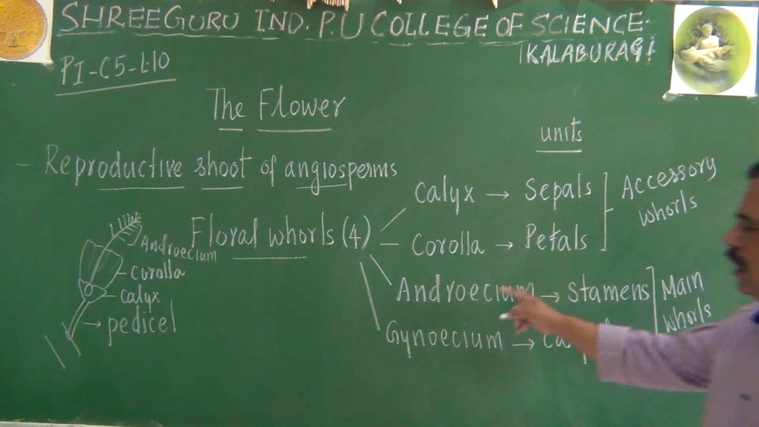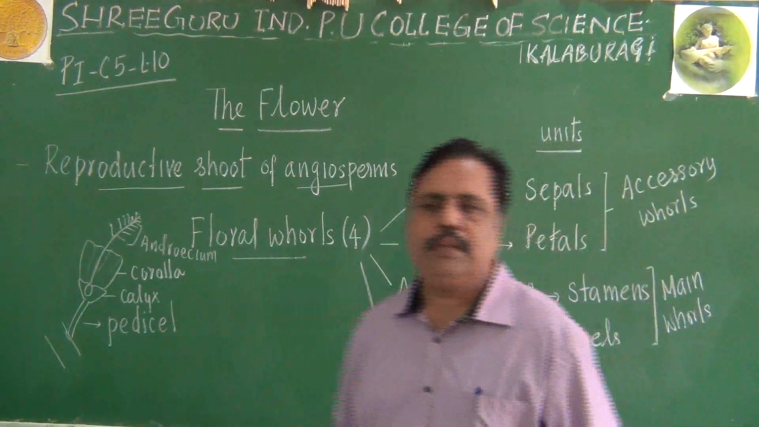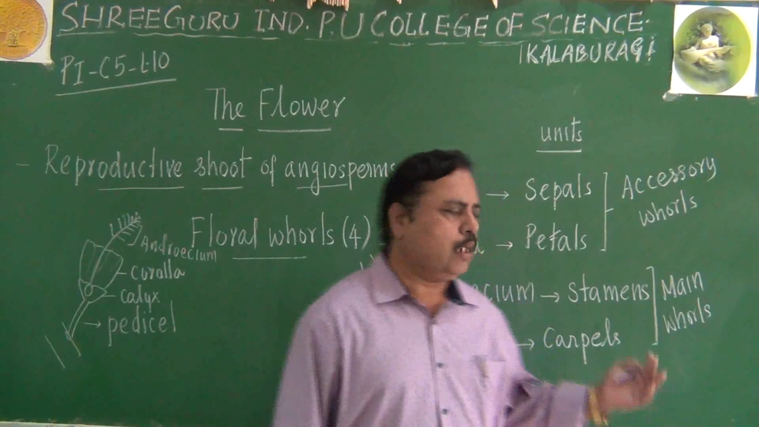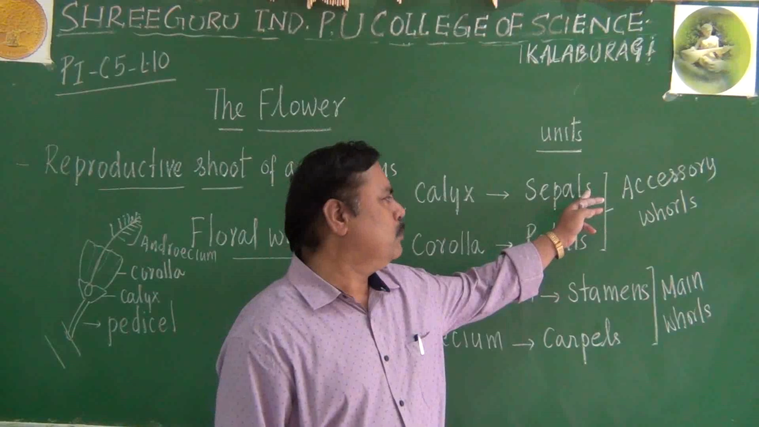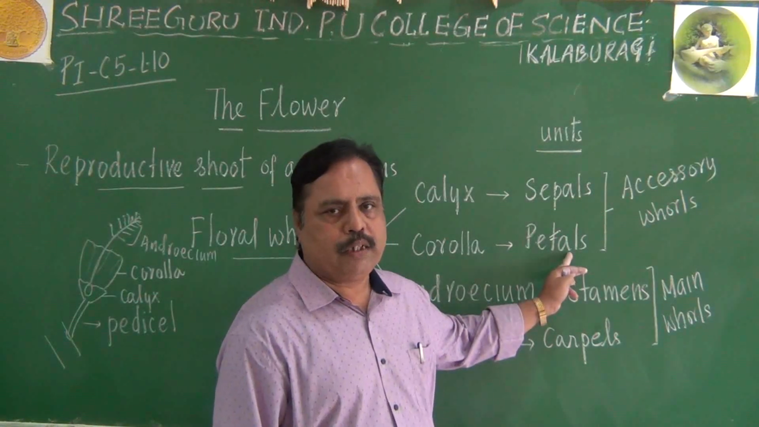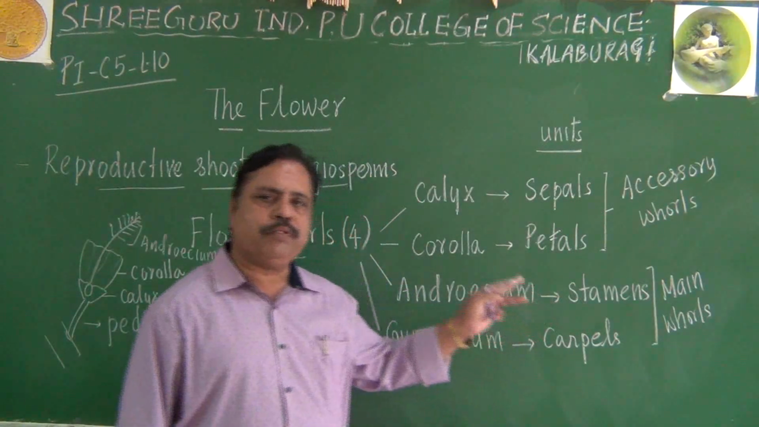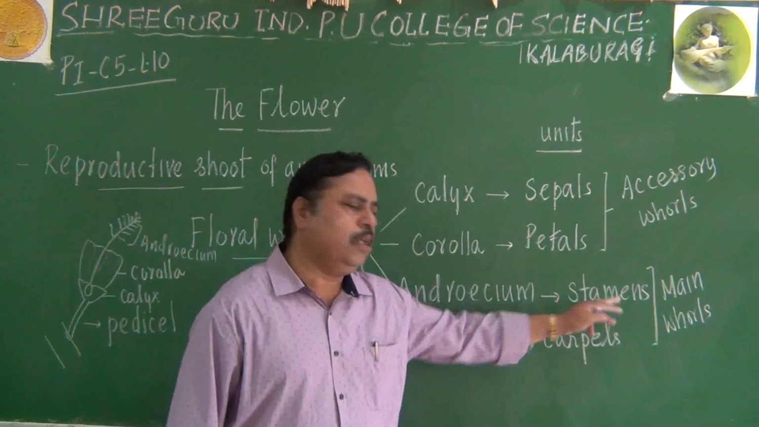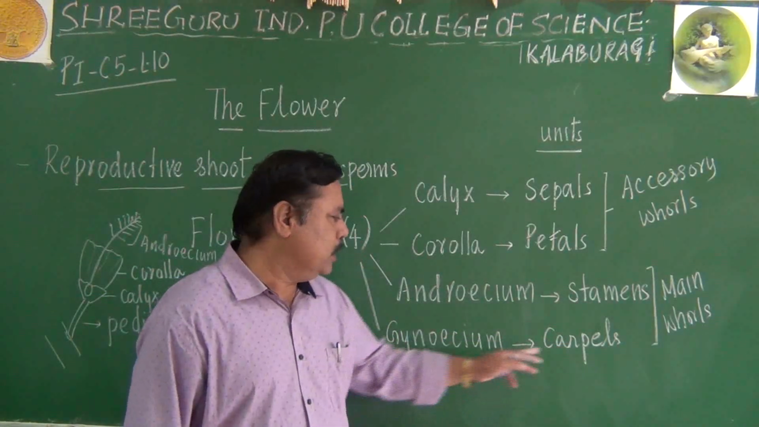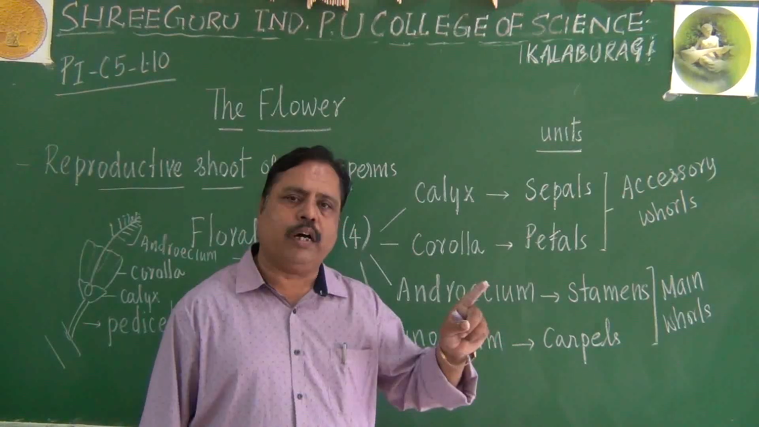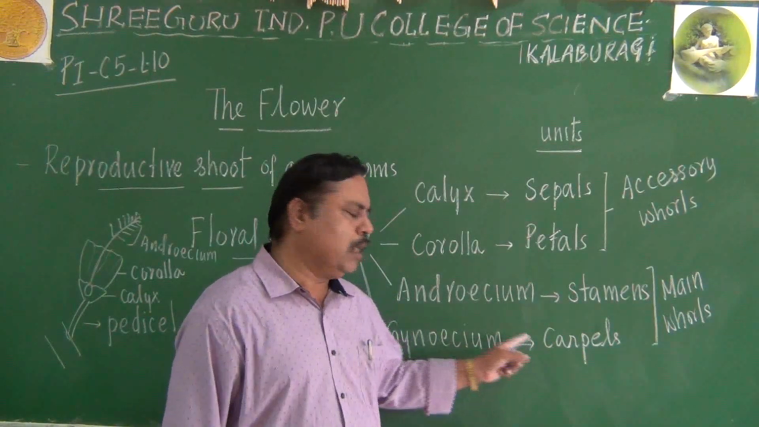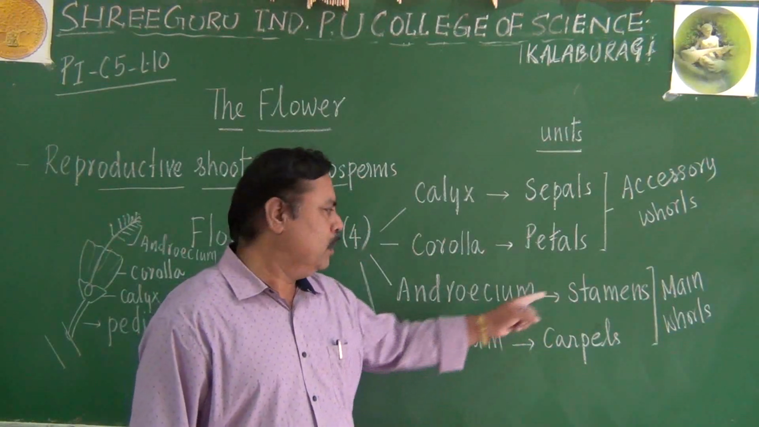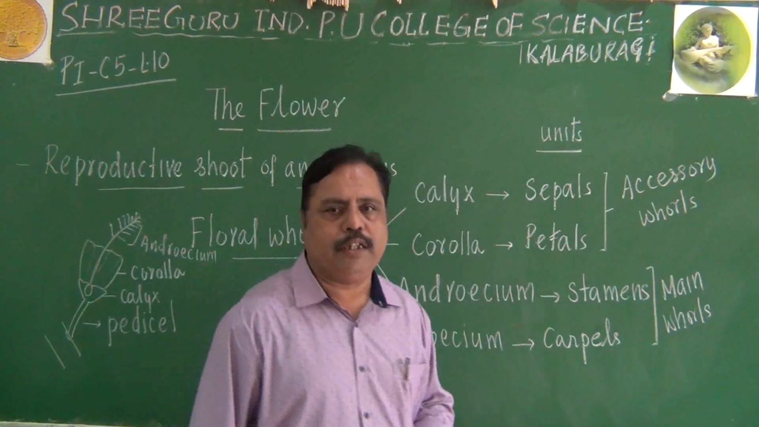Main whorls are androecium and gynoecium. Accessory whorls are calyx and corolla, remember. Calyx is made up of sepals, corolla is made up of petals. Androecium is made up of stamens, M-E-N you have to write. Gynoecium is made up of carpels, P-E-L-S you have to write. Carpels are the unit of gynoecium, stamens are the unit of androecium.